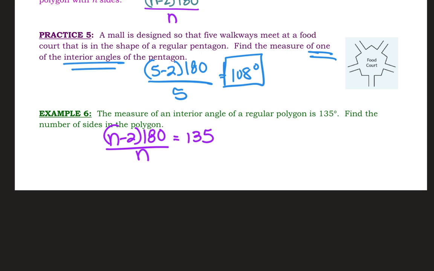What do y'all want to do? Remember, the only way to undo something is to undo their process. So we subtracted, we multiplied, then we divided. If I'm undoing this, I'm trying to undo the last step I initially did. So what would I have to do first? Multiply. Well, what did I divide by? N. So I'm going to multiply by n. That's going to cancel out the n in the denominator. You still have the 1 up on top. So n minus 2 times 180 is now equal to 135n.